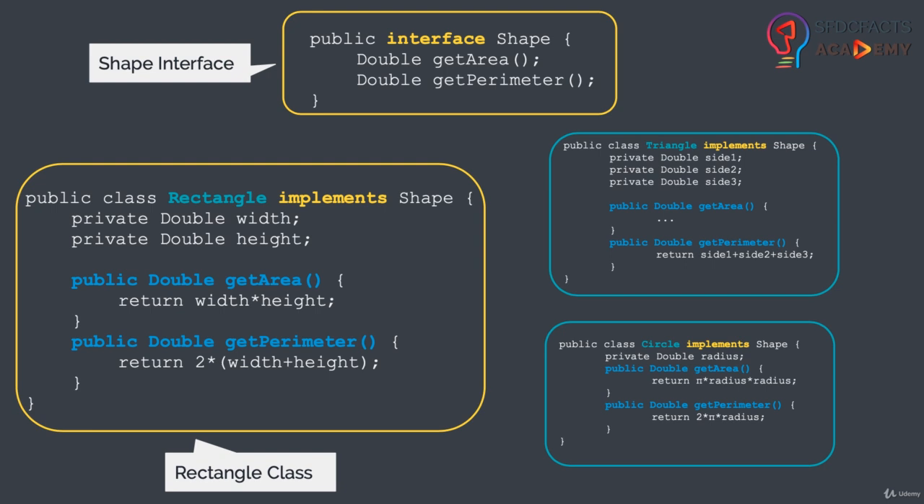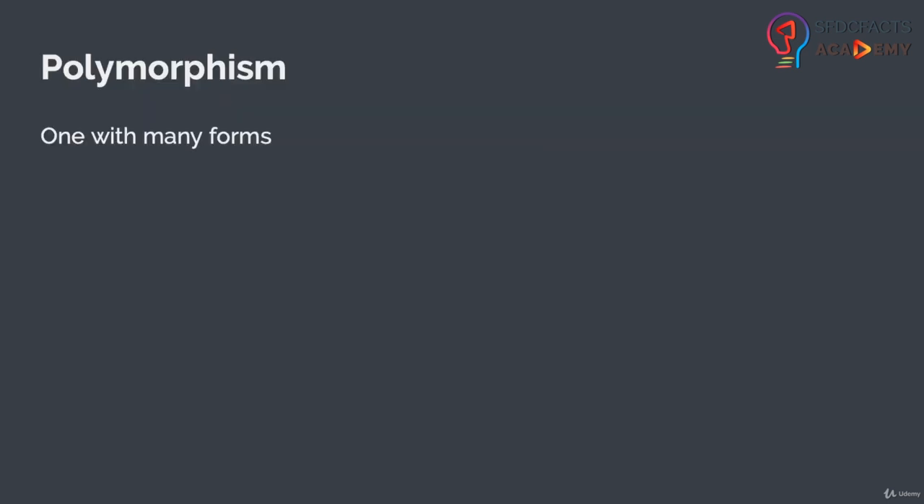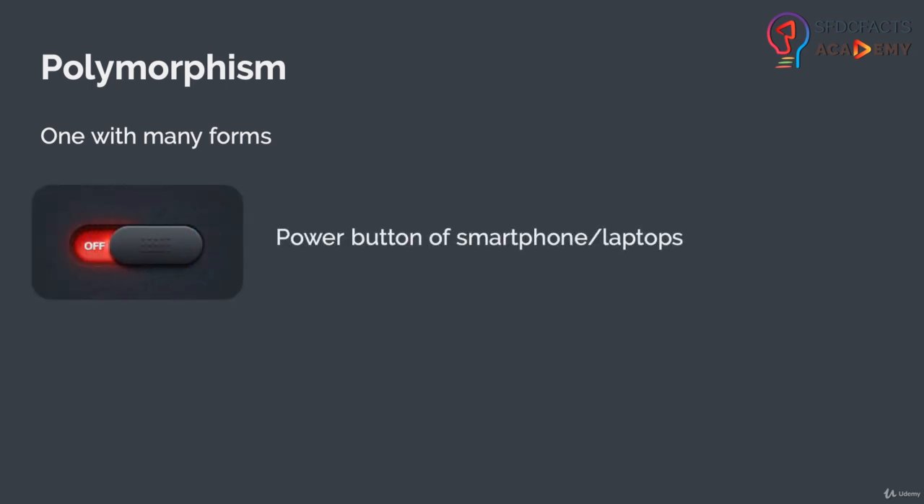Now let's talk about the last pillar, which is polymorphism. In plain English, polymorphism means one with many forms. And a good example to understand polymorphism is the power button on your mobile or on your laptops, which does multiple functions like switching on your device, switching off your device, switching on the display or switching off the display. So one button does many things.